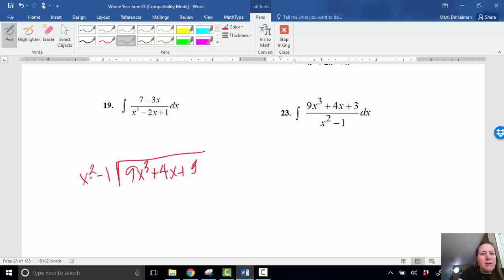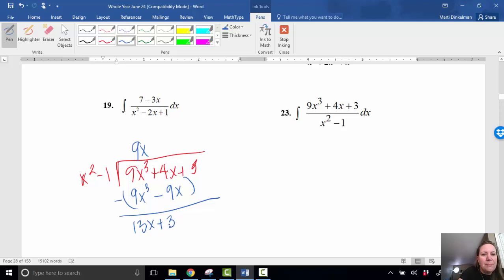So what we do with this is we figure out what I need to multiply by to get 9x cubed. Well, that's going to have to be a 9x. So we multiply here, 9x cubed minus 9x. Remember with this line, what we do is we subtract so that those become 0. And now I'm going to have 13x plus 3.